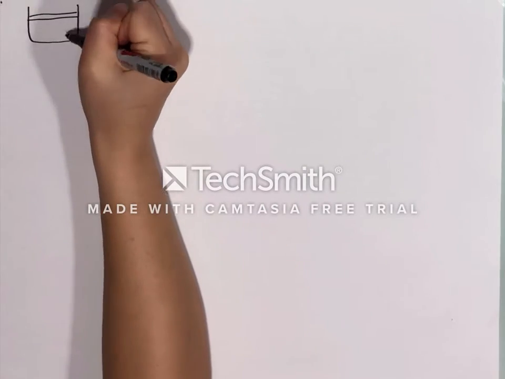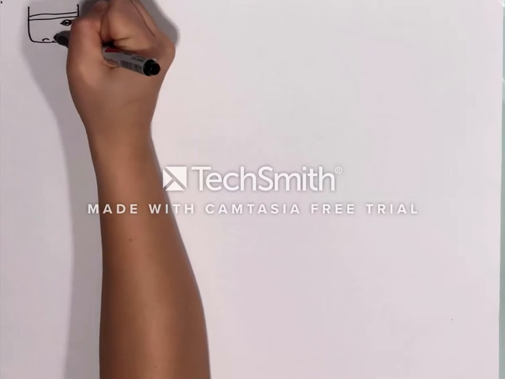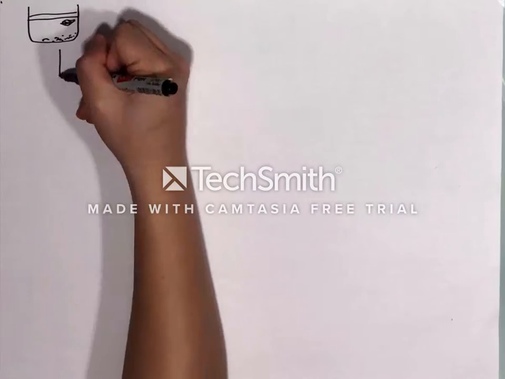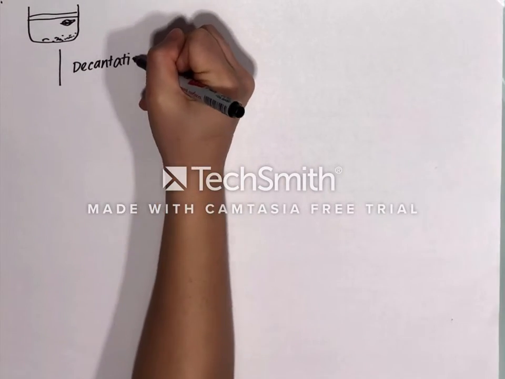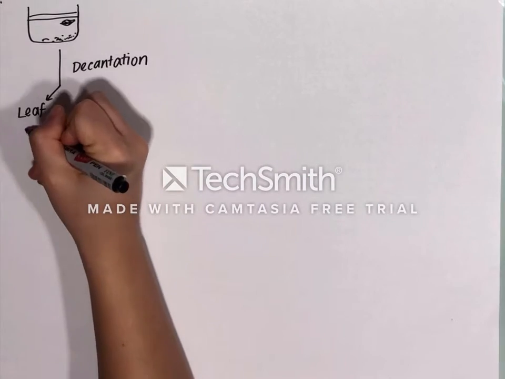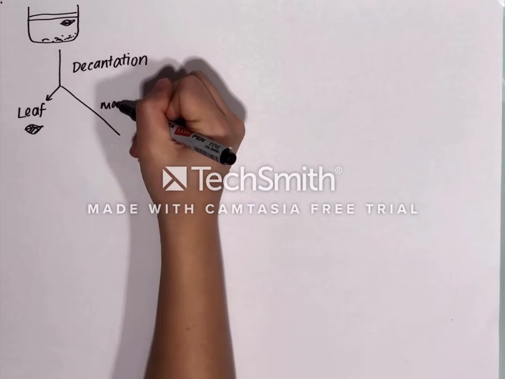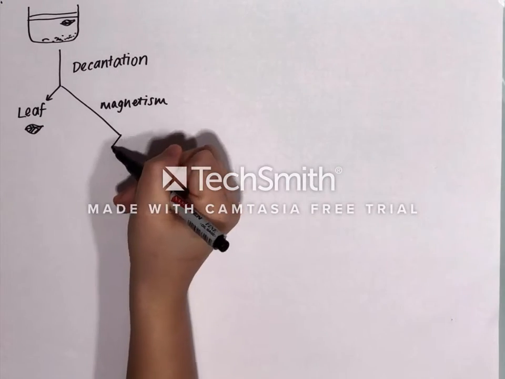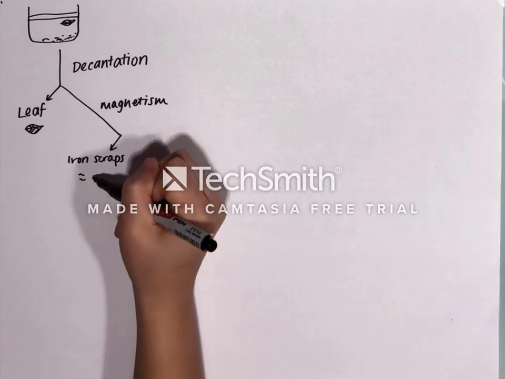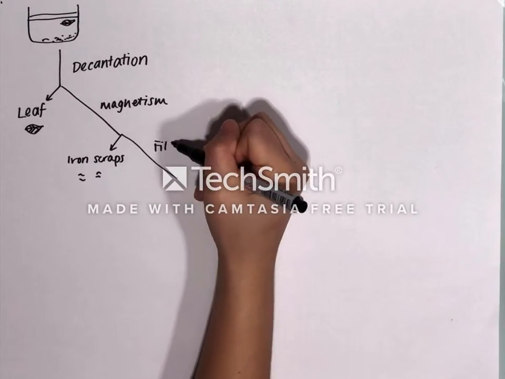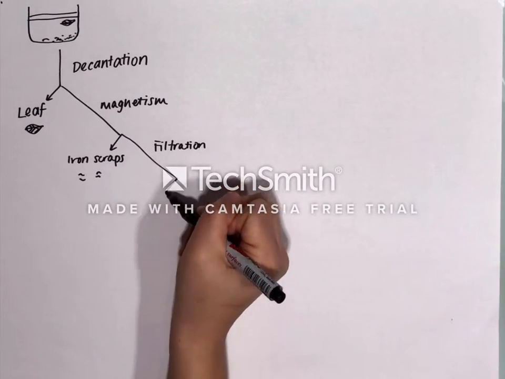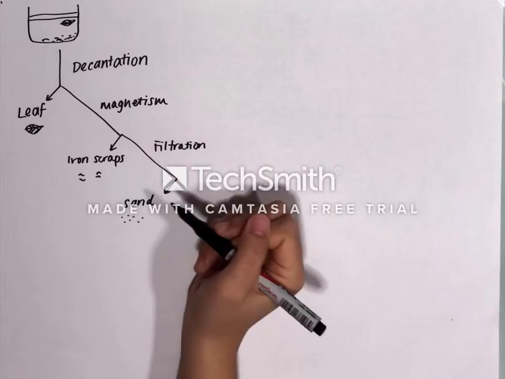In summary, to remove the impurities present in the water that Eugene has scavenged, we'll first remove the insoluble solids. We'll first use decantation to remove any leaf debris present. Then, we'll use magnetism to remove the iron scraps that are present in the bottle, as iron is magnetic. Next, we'll use filtration to remove the sand in the bottle.